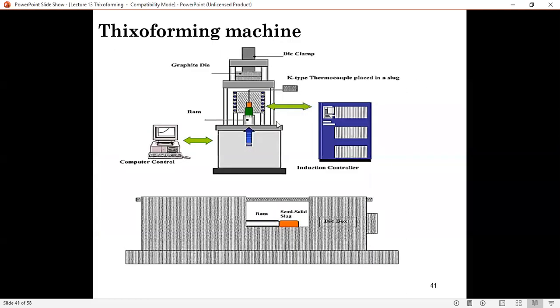So these are examples of thixoforming machines. You have the ram moving up, and this is the billet being placed in there. This is in terms of forging. So these are examples of the ram and the semi-solid. You push the semi-solid material inside here, and this is the die box to form whatever product you want to make.